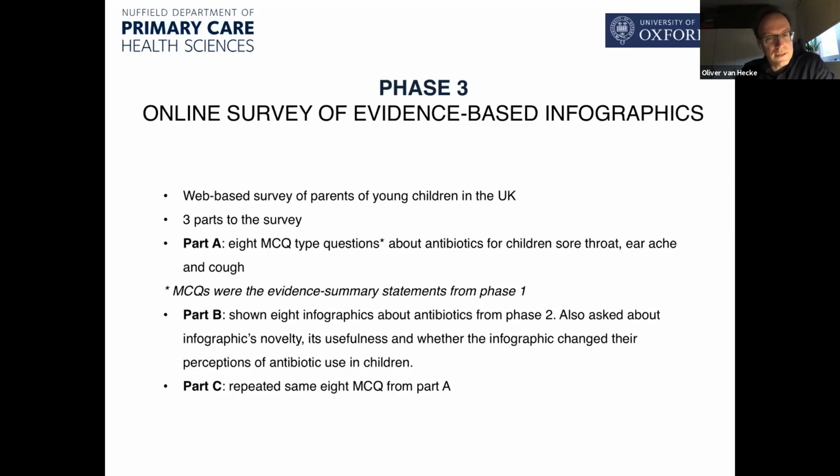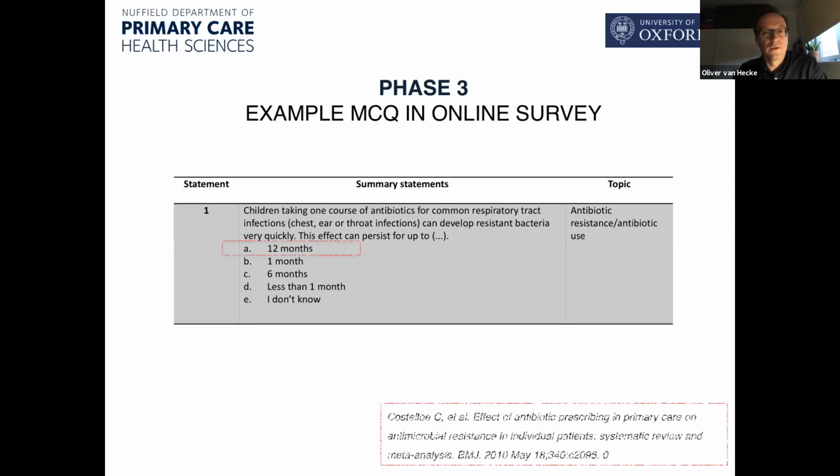And then in part C, we repeated those same 8 MCQ type questions and see whether there was any difference. And so this is an example of one of the statements that we used. And so this is based on that Costello paper from 2010. And you could use that. I've highlighted the correct answer there.